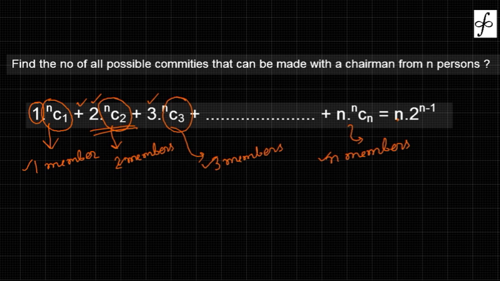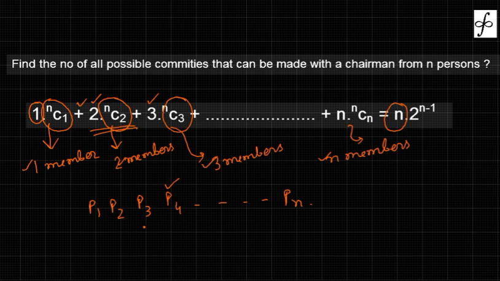But we can also think from another angle to solve this particular question. First we can choose a chairman. Suppose P1, P2, P3, P4 up to Pn are the n persons. First we choose a chairman, and that can be done in n ways, because a committee has to have a chairman. Let us assume that P4 is the person who is already selected as chairman.